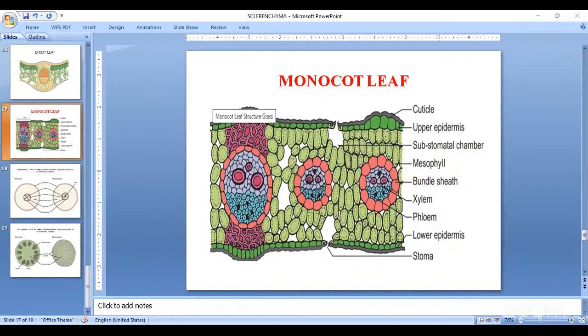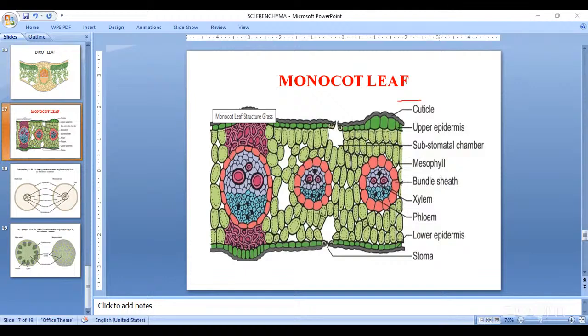So this is monocot leaf internal structure. In the last class we completed dicot leaf. If you take a leaf internal structure, it is the same as dicot leaf. In dicot leaf, there are mainly three regions: epidermis, mesophyll cells, and vascular bundle. Here also the same: epidermis, mesophyll cells, and vascular bundle. There are small differences between monocot leaf and dicot leaf. While I explain the monocot leaf, just compare with dicot leaf also.